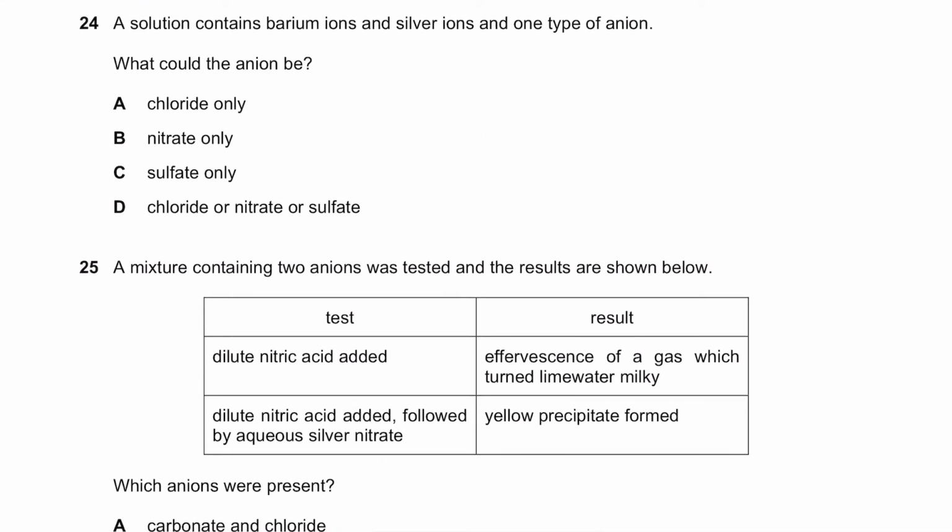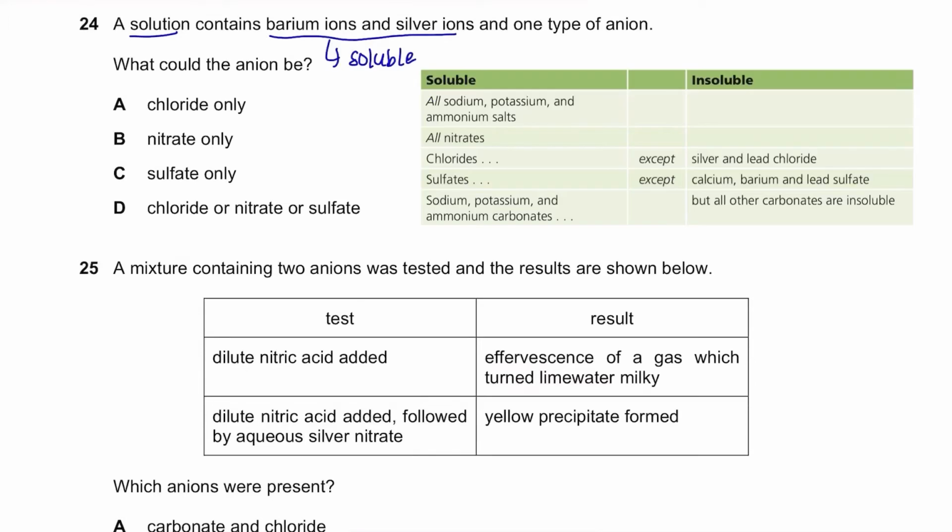Question 24. A solution contains barium ions and silver ions and one type of anion. What could the anion be? The question is talking about a solution, so the barium and silver compounds should be soluble in water. Which anion type with barium and silver allows them to dissolve in water? This is about solubility of salts. Take a look at this table. We can see that all nitrates are soluble, so our answer can be nitrate.